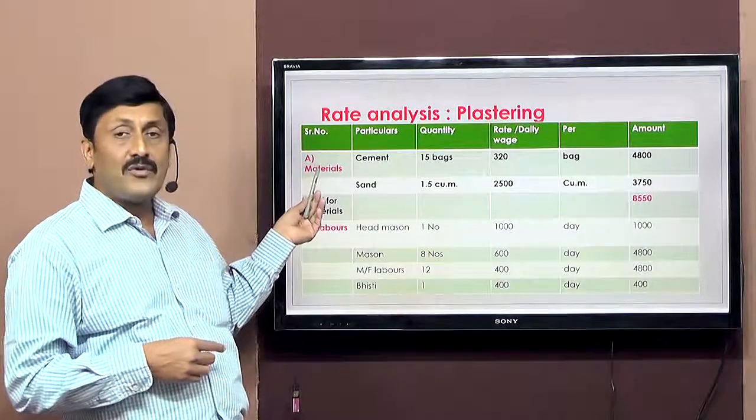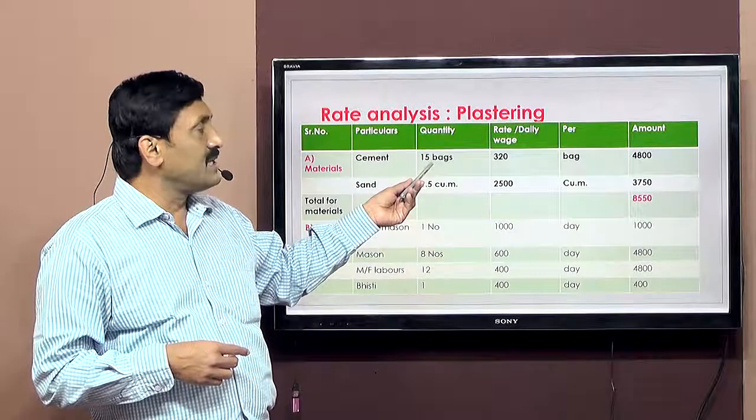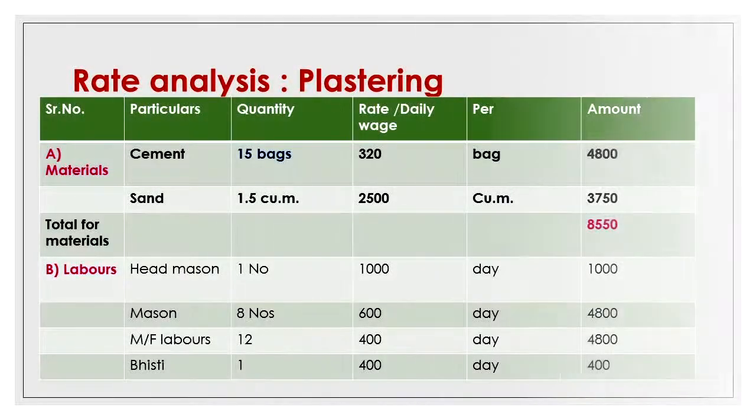So first of all, we'll focus on materials. First is cement. Quantity of cement is 15 bags. Current market rate of cement, we have assumed it's 320. It goes on changing also. It may fluctuate, but for calculation purpose we are taking it as 320 per bag. So the cost of cement which is required for 100 meter square plastering will be equal to 4,800 with the rate 320 per bag.